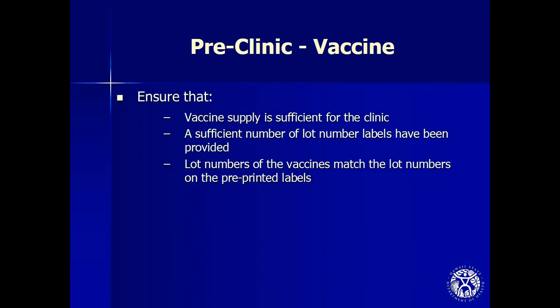The clinic manager should look at the expected number of participating students, found on the SFAS 204 form, and ensure the vaccine supply is sufficient for the clinic. The manager should also confirm that there is a sufficient quantity of lot number labels and that the lot number on the labels matches the lot number of the vaccines.